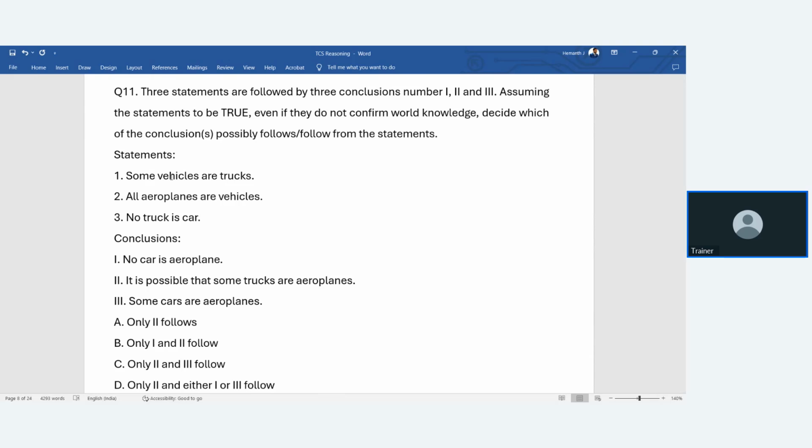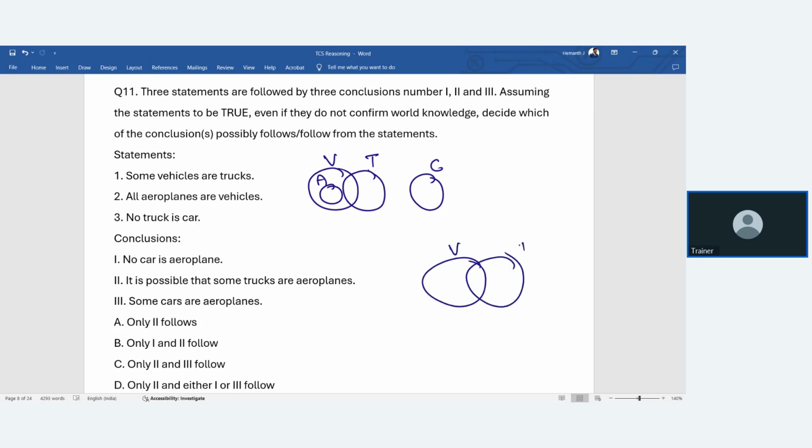Now, what's our job? With respect to the given statements, we have to draw the diagram. What are the statements? Some vehicles are trucks. No truck is car. All aeroplanes are vehicles. This is one diagram. The other diagram: some vehicles are trucks, all aeroplanes are vehicles, no truck is car. It can be like this. Truck and car are not connected.